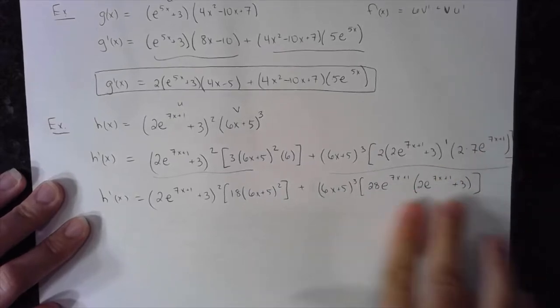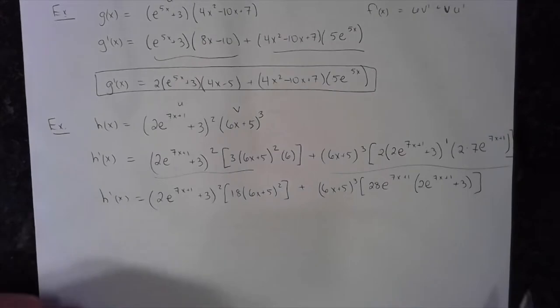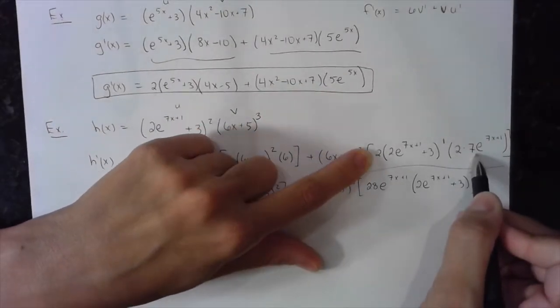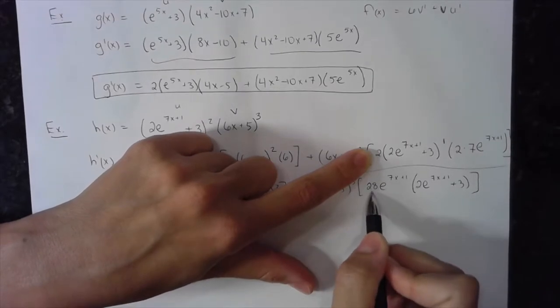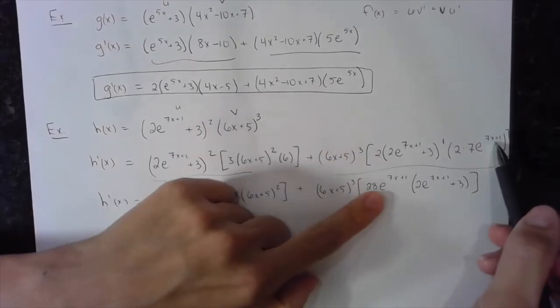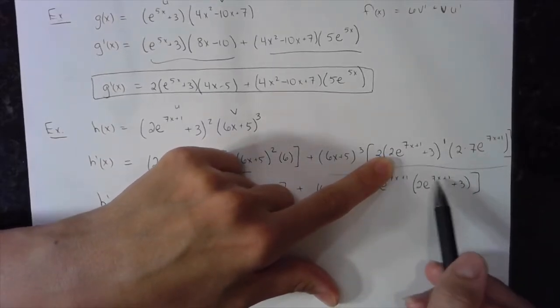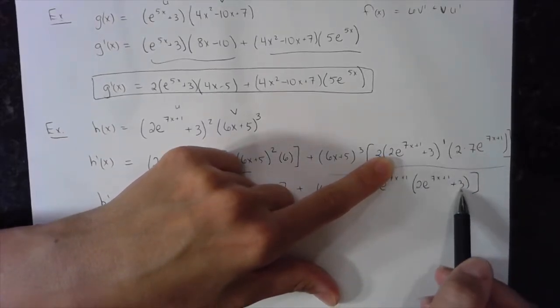This is an uglier situation, right? So let me show you that one more time. I have this 2 times 7, which is 14, times this 2, which is 28, times e to the 7x plus 1, and I still have this 2e to the 7x plus 1 plus 3. Okay?